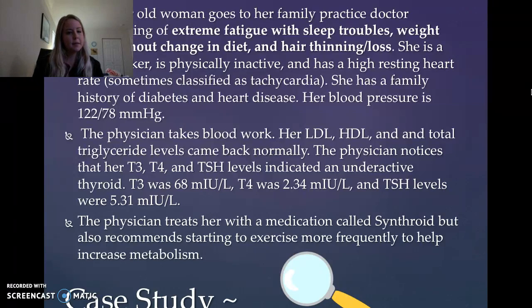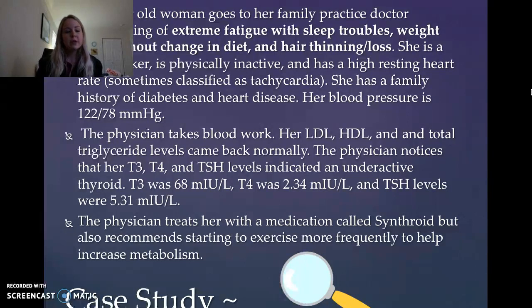So this is the case study portion. So the patient is a 46-year-old woman, and she's going to her family practice doctor just complaining of general symptoms of extreme fatigue with a lot of sleep troubles, weight gain without much of a change in diet or lifestyle, hair thinning and loss, and she's a non-smoker, she's physically inactive, and has a high resting heart rate. Depending on the day, can be classified as tachycardic. She has a family history of diabetes and heart disease, and her blood pressure is normal at 122/78.